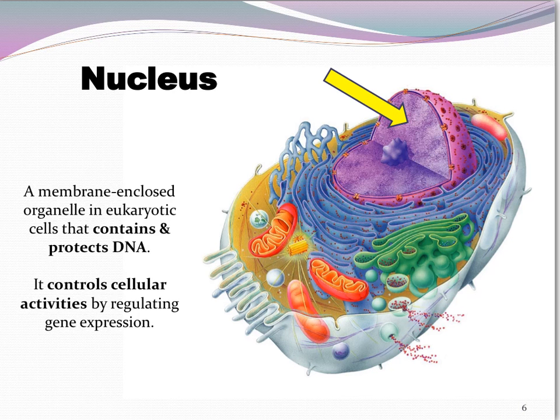One of the most important parts of the cell is the nucleus. The nucleus is a membrane-enclosed structure in eukaryotic cells. It contains and protects DNA. And remember, the DNA is in the form of chromatin, which is loosely coiled chromosomes. The job of the nucleus is to control cellular activity, and it does this by regulating gene expression.